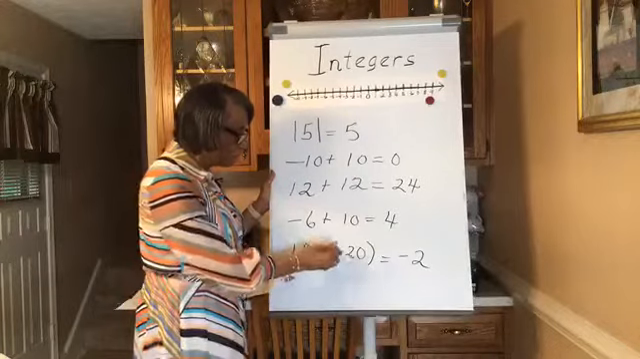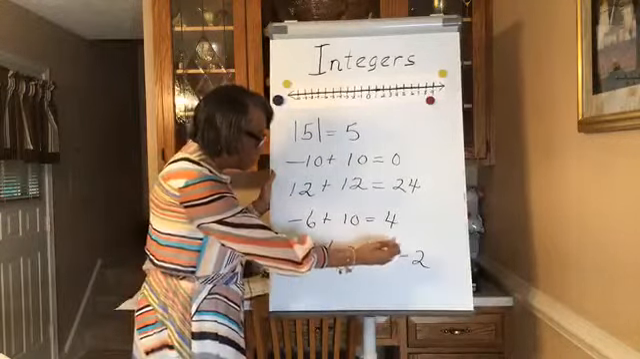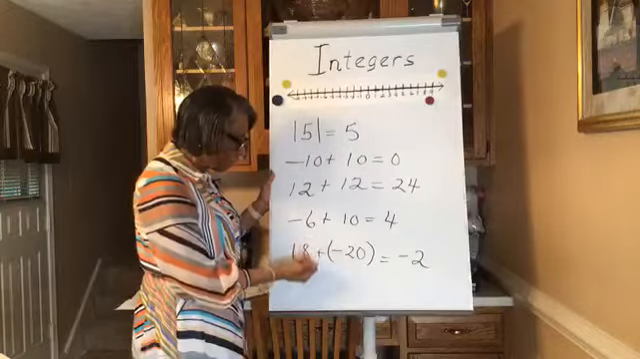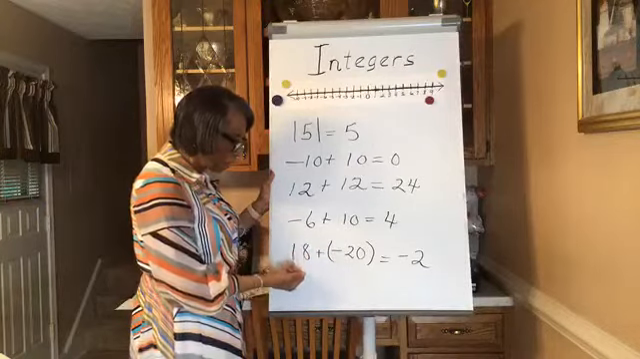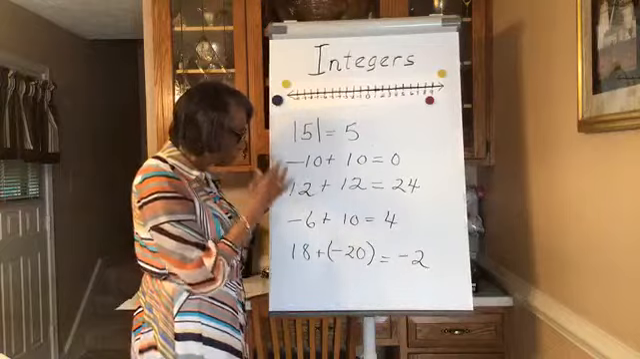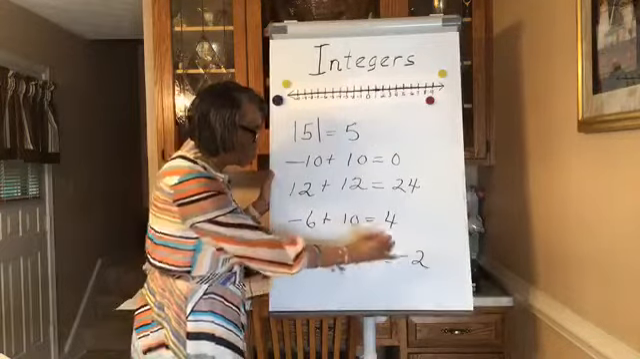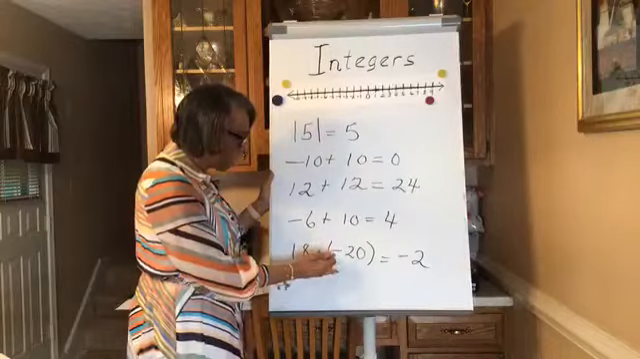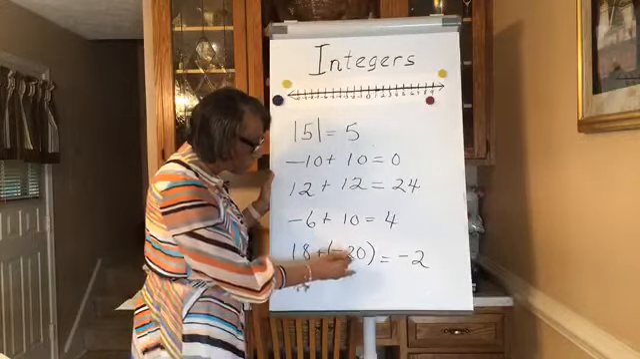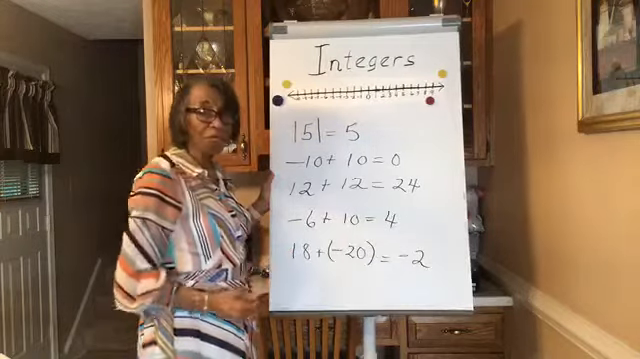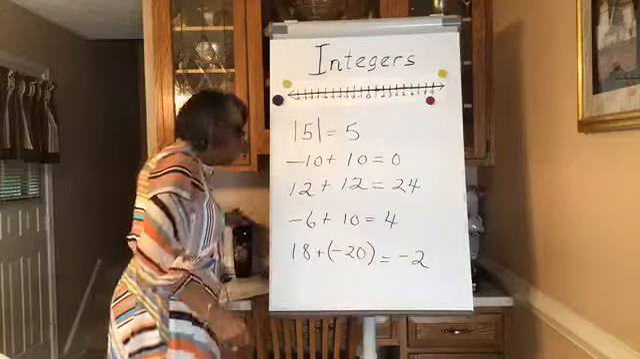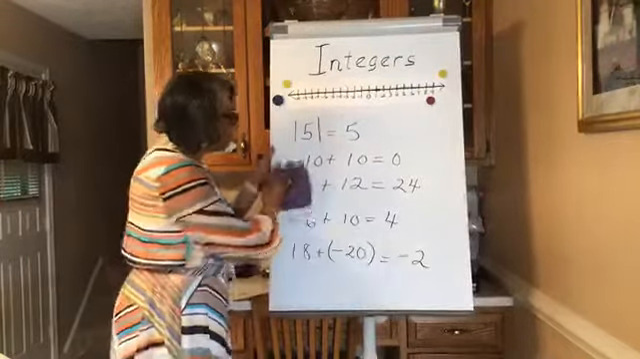18 plus negative 20 equals negative 2. Again, the absolute value of 18 is 18. The absolute value of negative 20 is 20. 20 minus 18 is 2. And the larger absolute value is 20, the absolute value of negative 20, so the sign is negative. I hope you were able to get all of those correctly done. And let's move to some subtractions.